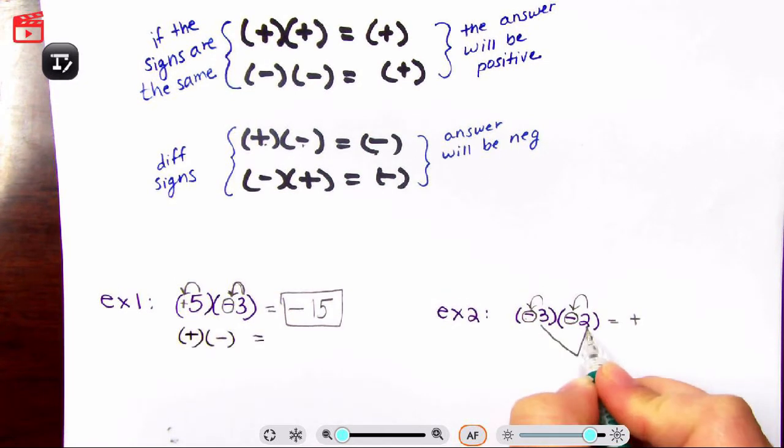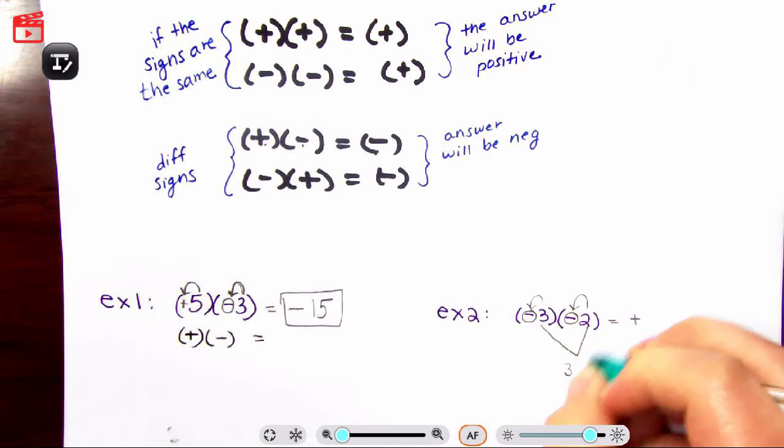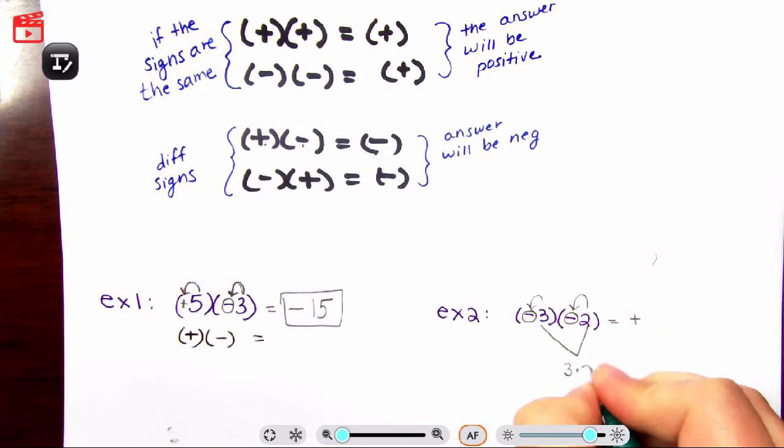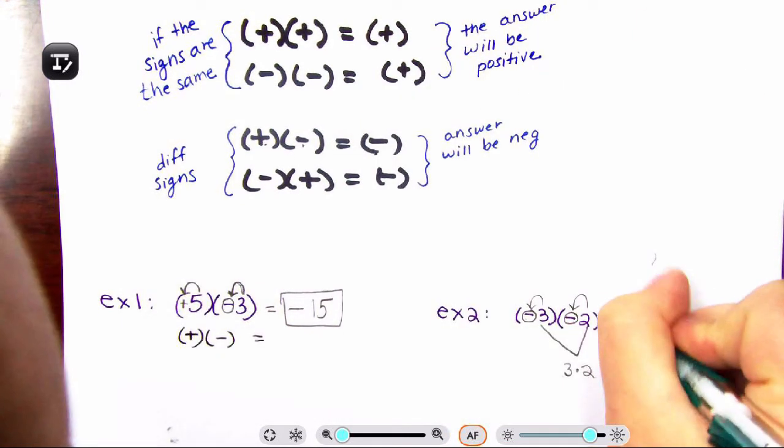Now we take our numbers, 3 and 2. 2, 4, 6. That is 6 for our final answer.